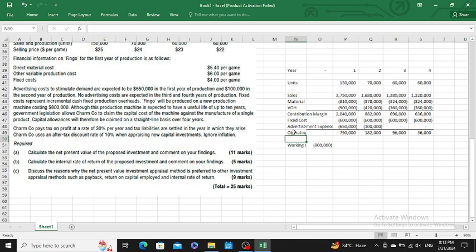Then we would calculate the tax amount paid. We would be paying tax at the rate of 30% in the year in which the profit arises. Our operating profit of 7,90,000 arises in the first year, so we would pay tax in the first year only. In the second year, tax would be paid on the basis of the second year profit, and in the third year tax would be based on the third year profit.